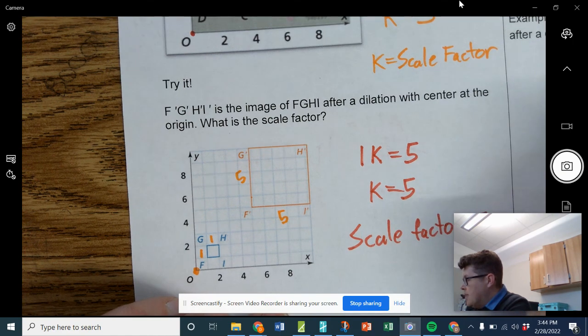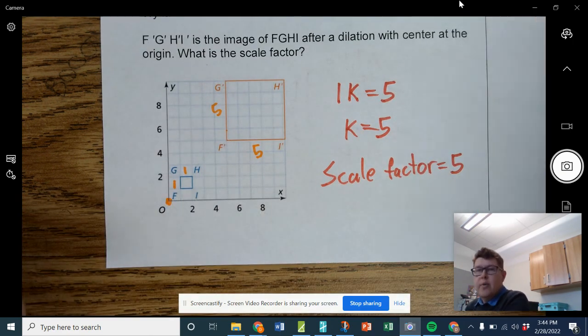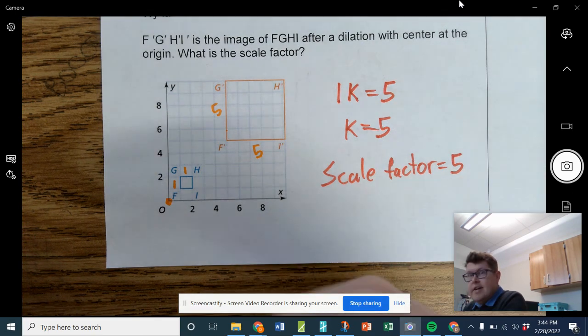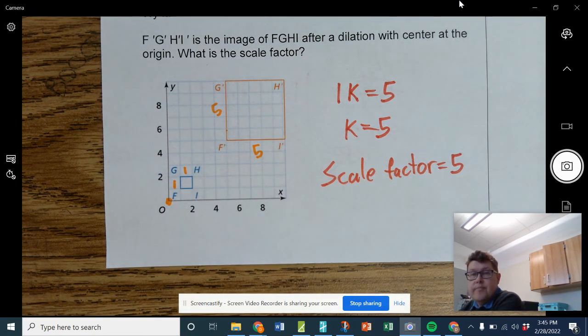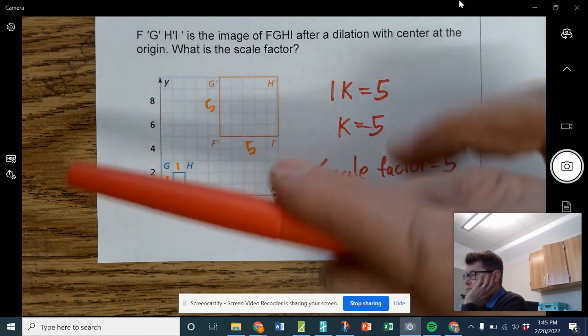I don't really know why they chose k for scale factor. I know why they didn't choose s, because s's look like 5s, or mine do anyway. So yeah, k is scale factor. That's 5 times bigger than the original. Okay.